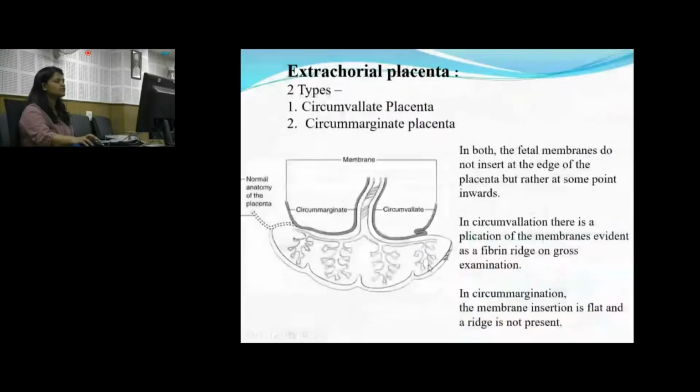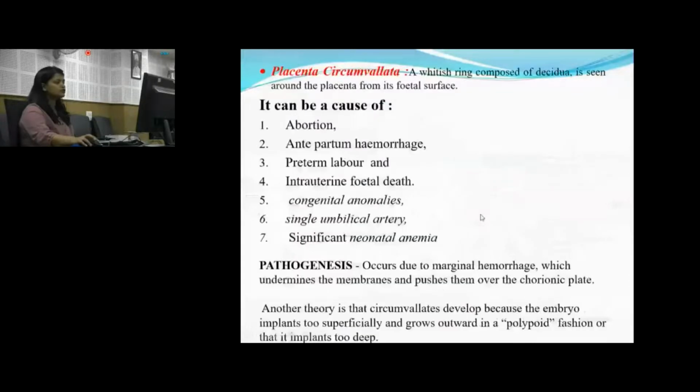Now, extrachorial placenta also goes by the name of circumvallate placenta and circummarginate placenta. In circumvallate placenta, there is plication of the membranes. You can see here, there is a plication of the membranes evident as a fibrin ridge on gross examination. In circummarginate placenta, there is no ridge here. Why does extrachorial placenta happen? It happens because of marginal hemorrhage, which undermines the membranes and pushes them over to the chorionic plate.